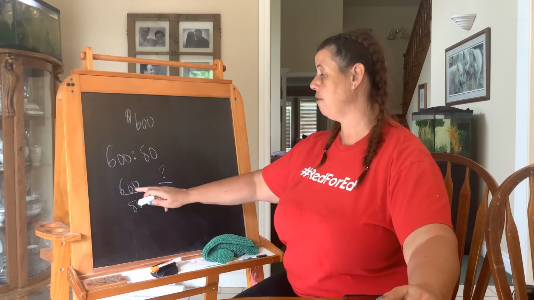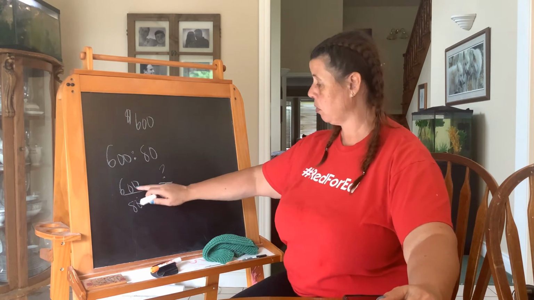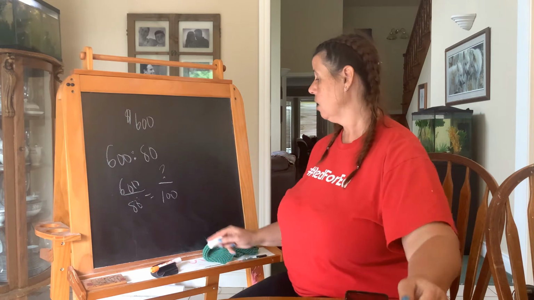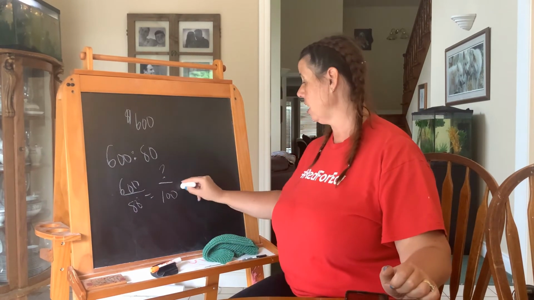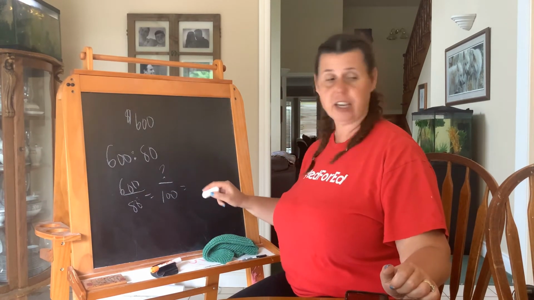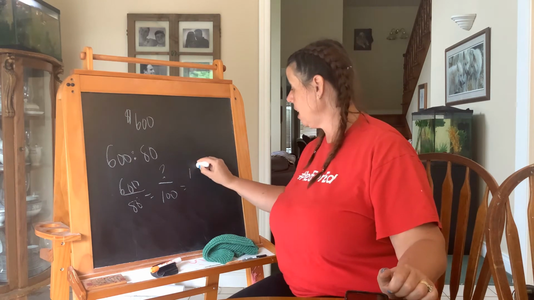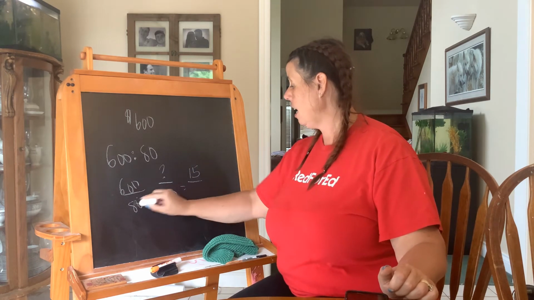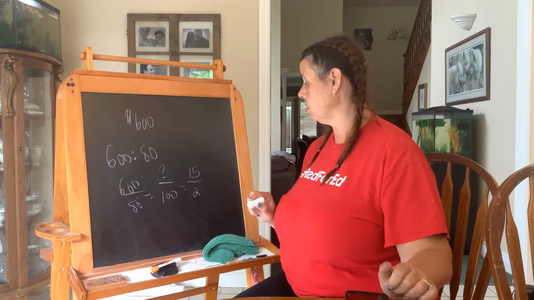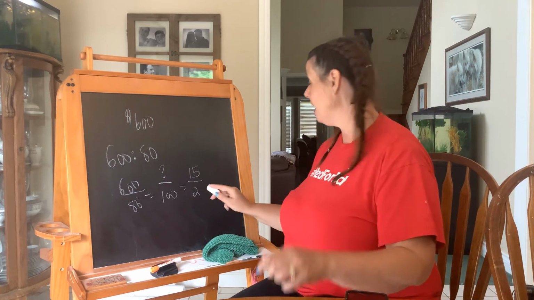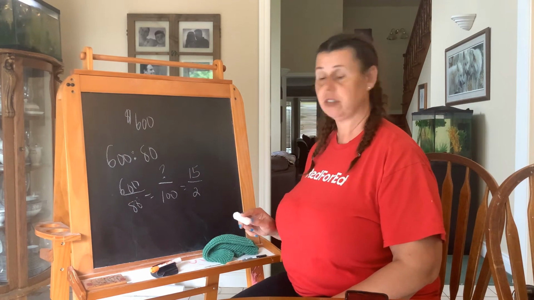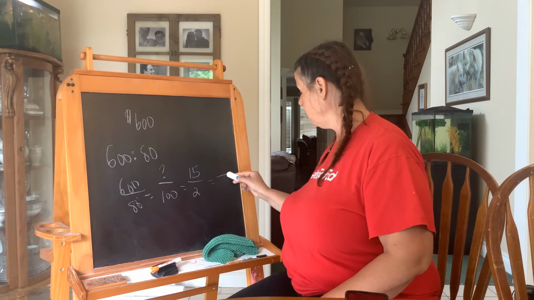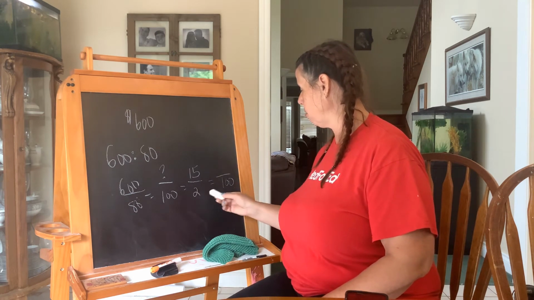So what I did was I found a common denominator, right? And I found that 40 went into both 600 and 80. So I divided them both by 40. So 600 divided by 40 was 15, and 80 divided by 40 was 2. So I have 15 over 2. Now I can get that to 100, right? So I need to get to 100 to find out what 100% was.